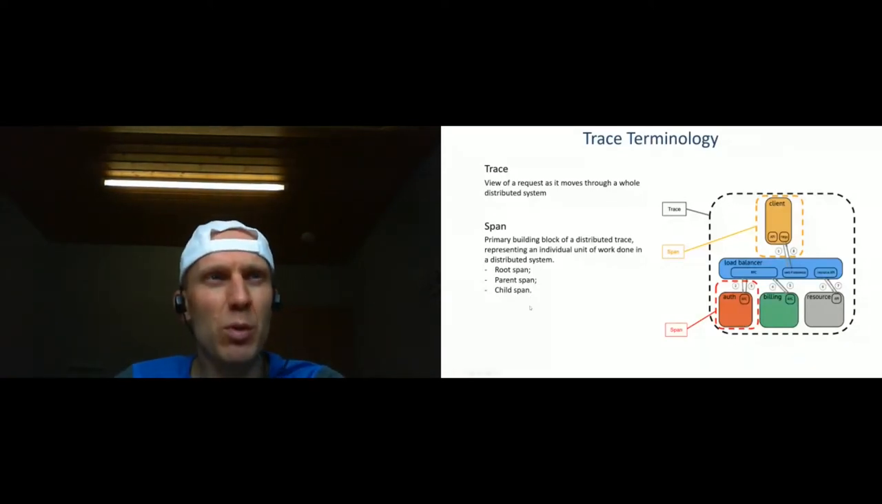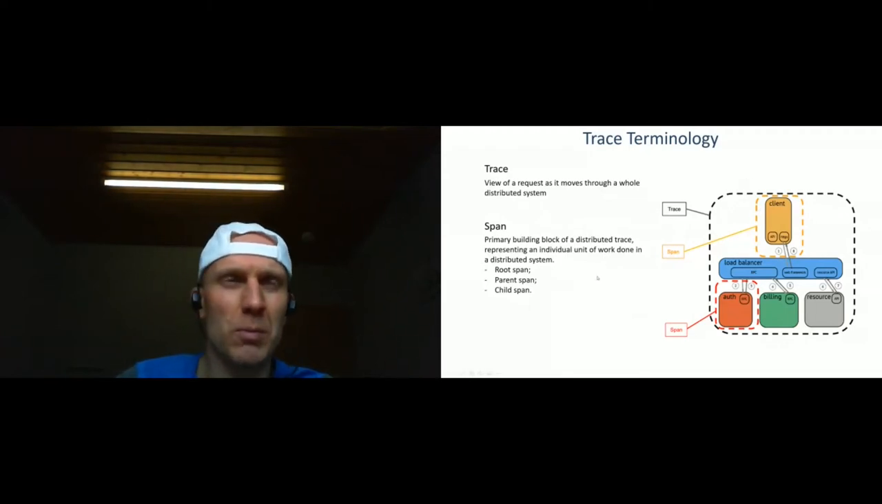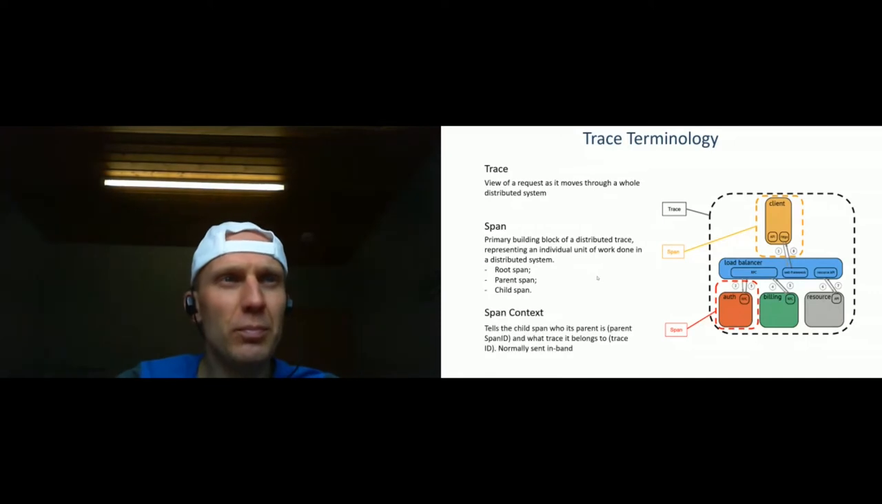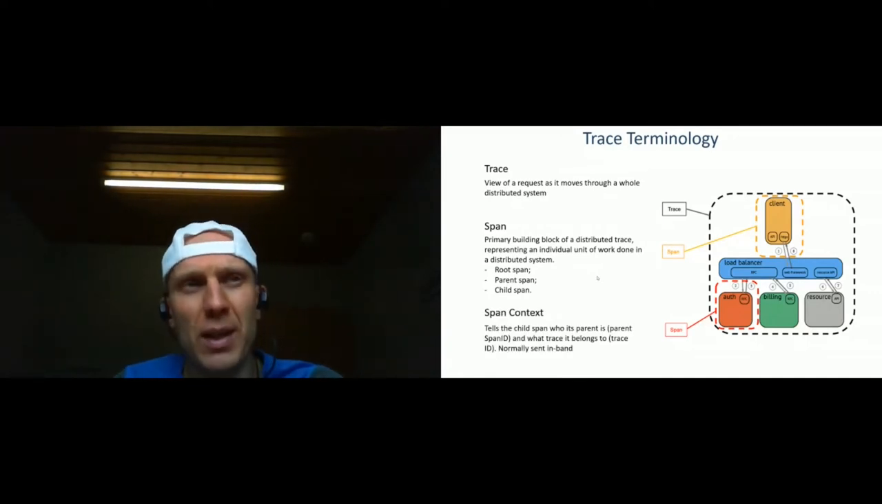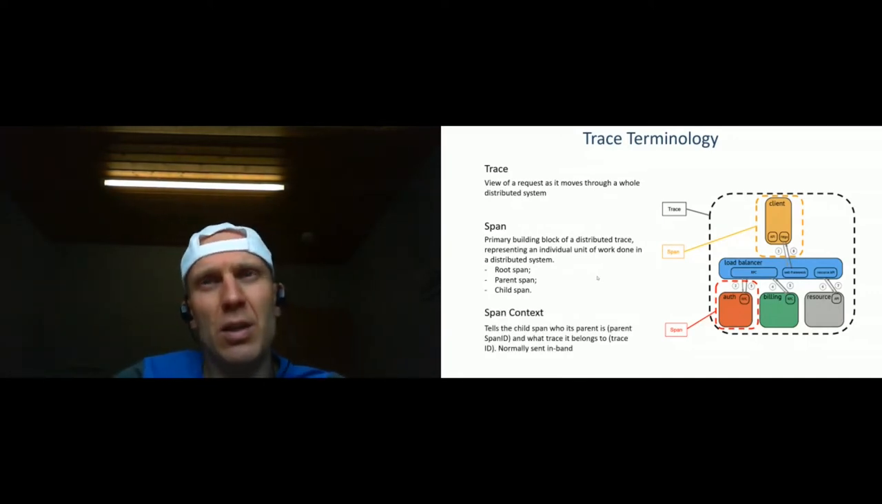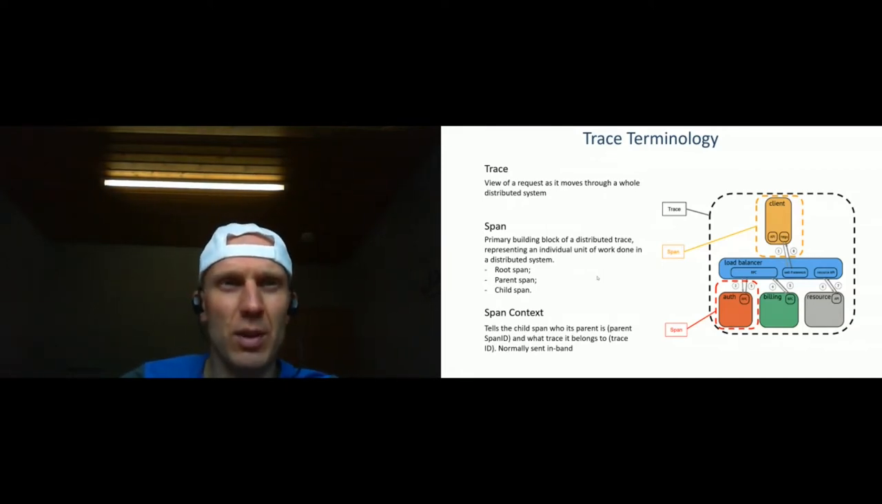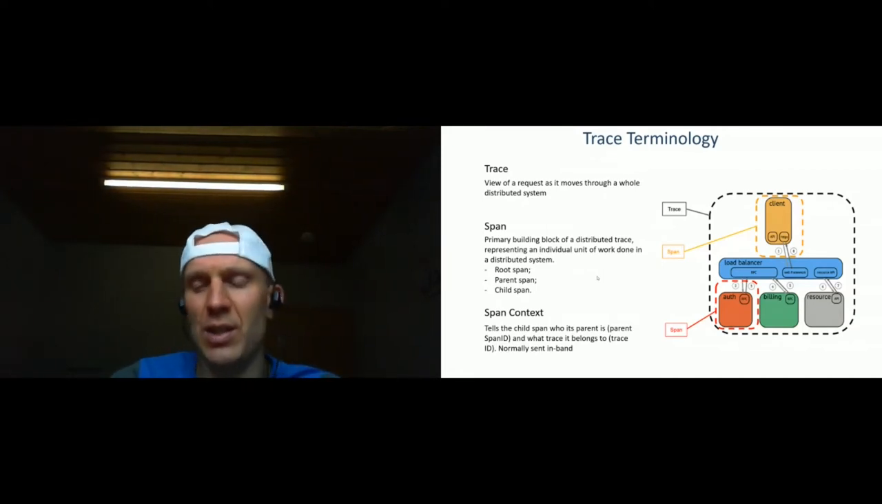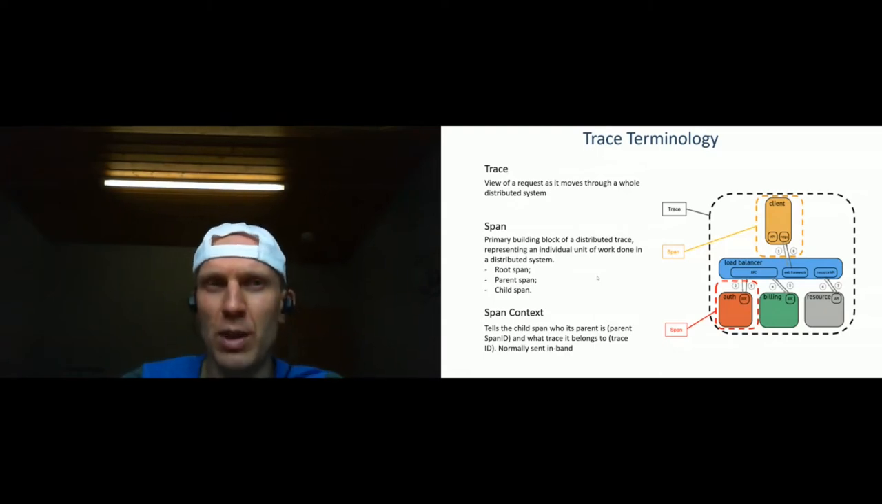There are different types of span: a root one, when the communication starts, and a parent, when one span produces another span, the child one, and of course the child. As you should propagate information about a span, the span context is the way to propagate this information to another system. Normally it contains at least the trace ID and parent span ID, and could also contain some additional attributes.